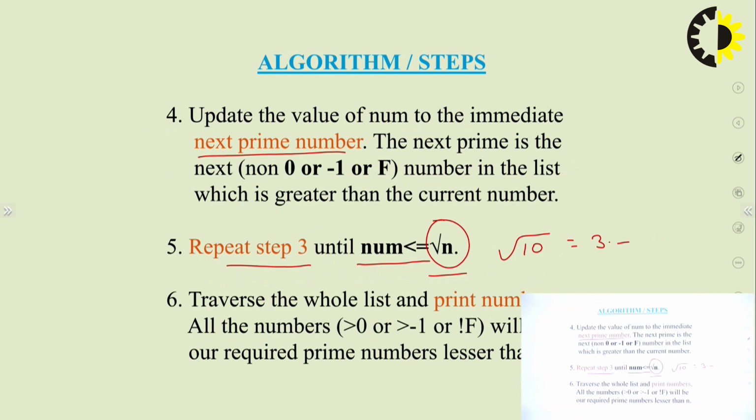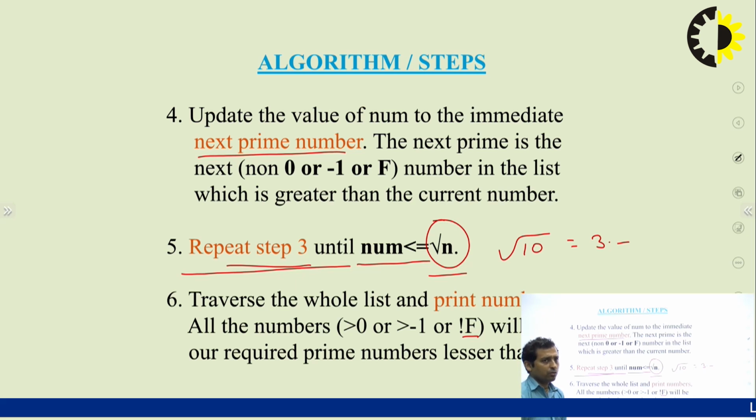So we can see here, repeat step 3, we have already repeated, and now traverse the whole list and print the numbers. All the numbers that are greater than 0, or greater than -1, or not the false value, will be our required prime numbers lesser than n. This is a simple approach using the Sieve of Eratosthenes.